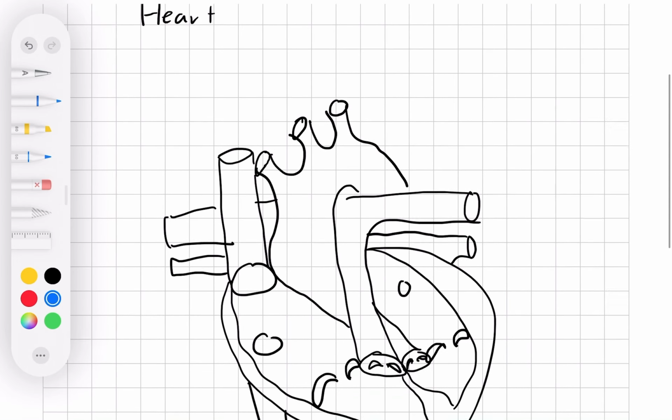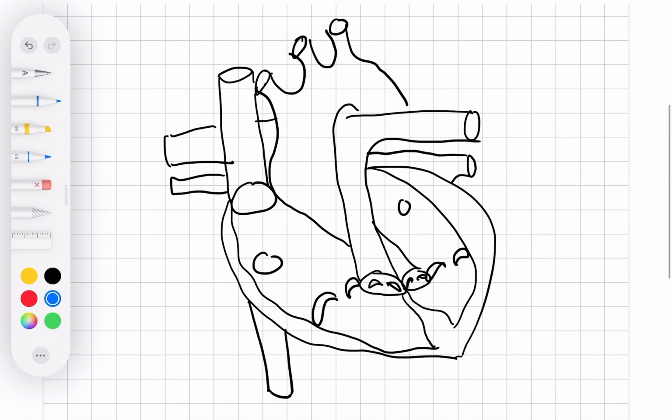Hello guys, today I would like to teach you about the heart and its anatomy, the cardiovascular system.